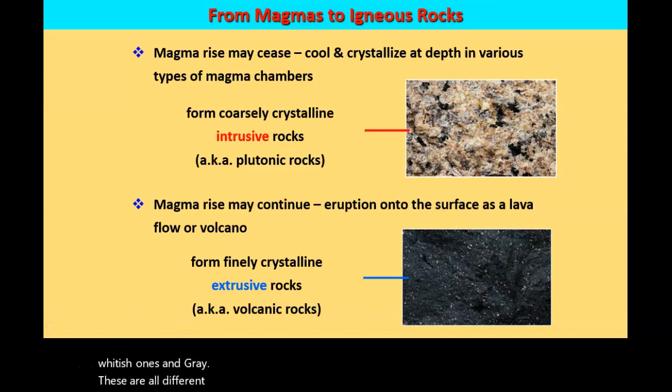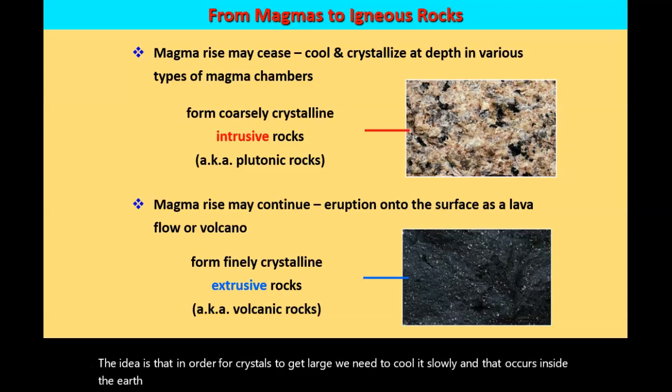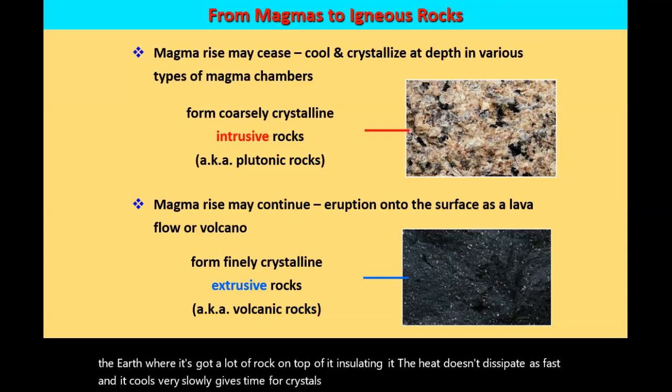The idea is that in order for crystals to get large, we need to cool it slowly, and that occurs inside the earth, where it's got a lot of rock on top of it, insulating it. The heat doesn't dissipate as fast, and it cools very slowly, giving time for crystals to grow.